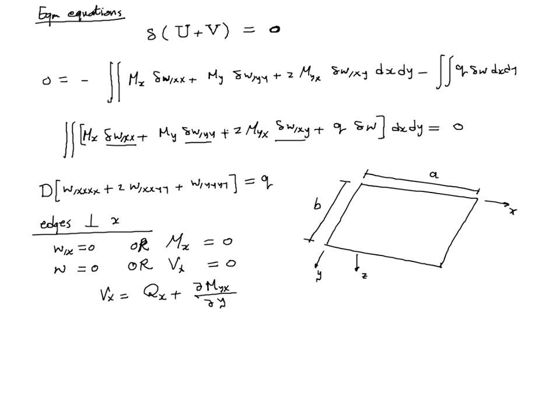And similar conditions will hold for edges which are perpendicular to y. You just replace every x by a corresponding y and every y by the corresponding x. All right, very well. So now we do have our equations of equilibrium, and this is a partial differential equation as we see here. And we have boundary conditions. And these boundary conditions will be two boundary conditions at each edge. Each one of the two boundary conditions can either be on displacements or rotations or the corresponding force or moment.